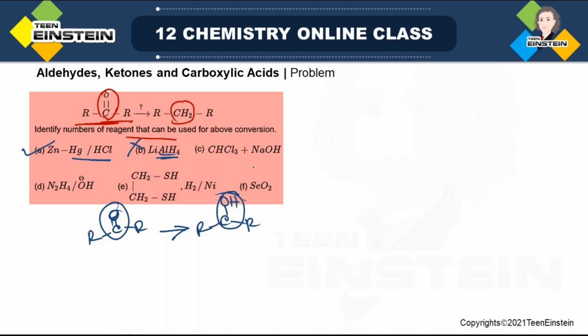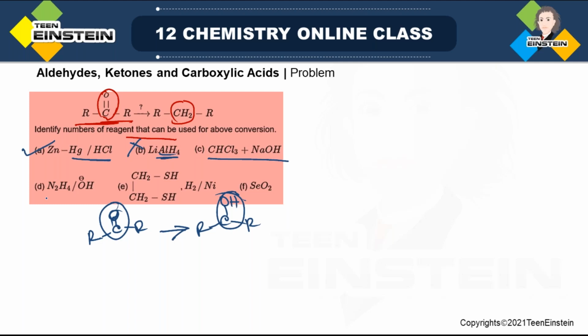Next, CHCl3 and NaOH. Now this reagent combination we use in Reimer-Tiemann reaction, where a CHO group is inserted in the benzene ring. So this is a completely different type of reaction. No question that it is correct. Then option D, actually it is not an option, you have to just count the reagents. Hydrazine in alkaline condition. Remember, hydrazine in alkaline condition, in which case we have used?